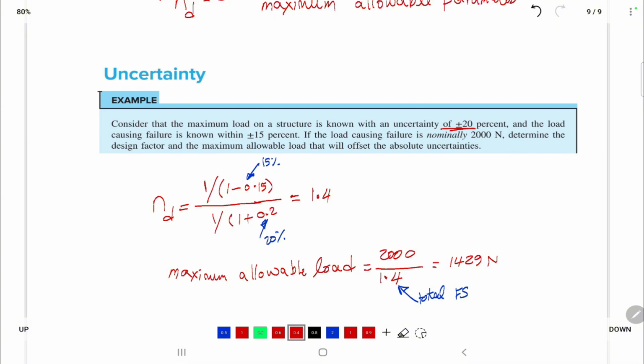So this is the maximum design load for which my structure will be designed. Why? Because of uncertainty within the load and within the member capacity or the structure capacity. I'll move to the next question.